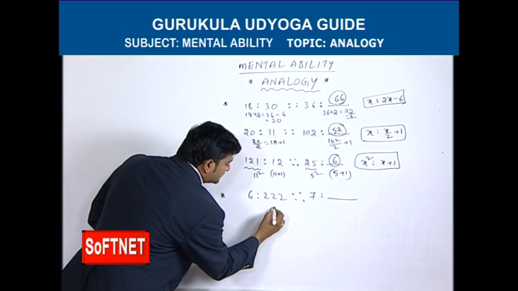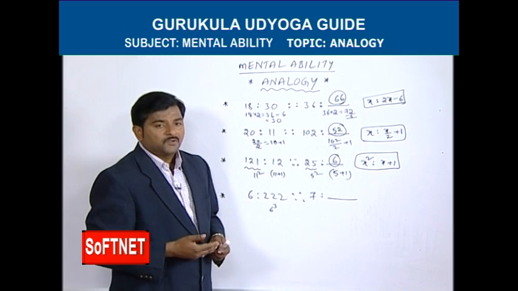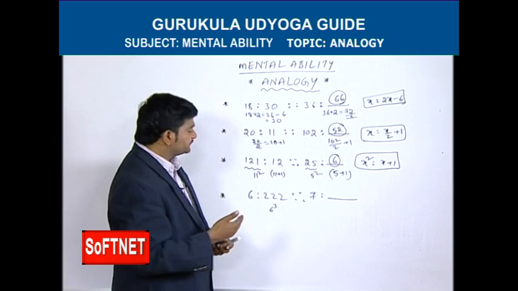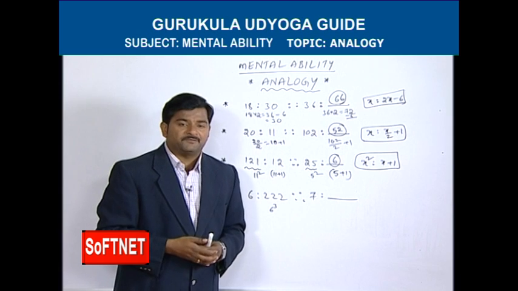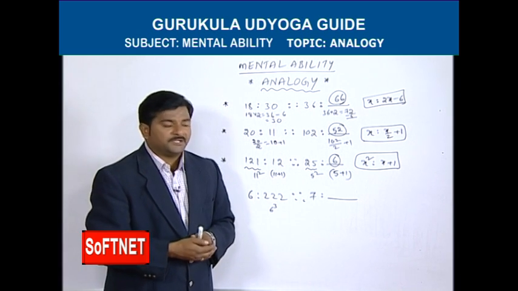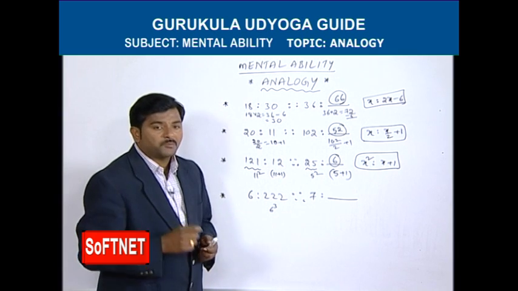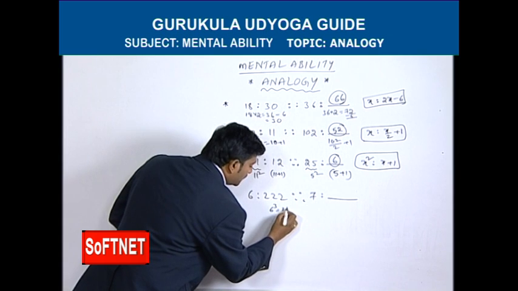6 means 6 cube. What is the 6 cube value? We know, 216. You must be aware of cubes. We have seen many cubes in the number series part. If you remember, 1 cube, 2 cube, 3 cube, up to 15 cubes. So here 6 cube value is equal to 216.